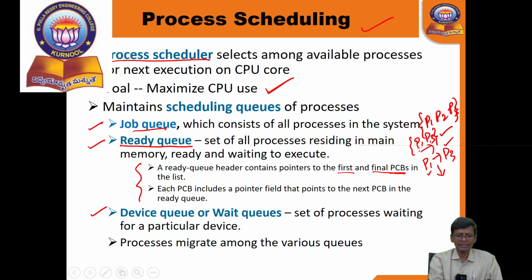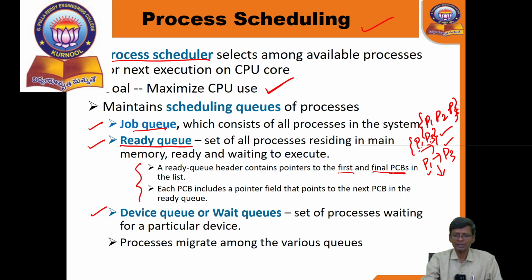And the third one is a device queue or waiting queue. The device queue or waiting queue is nothing but a queue that contains the set of processes which are waiting for a particular device, like an input device or output device. Whenever processes want to do an input or output operation, they want to access the device, so they have to wait for accessing it. Those processes are placed in the device queue or wait queue.